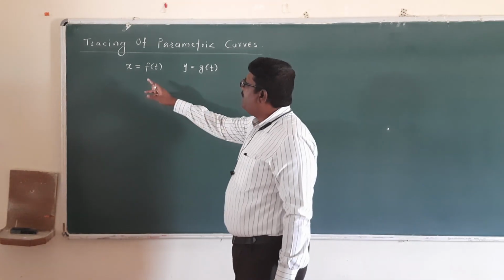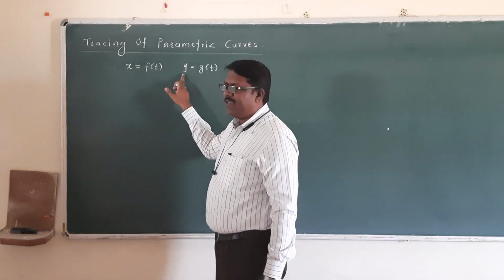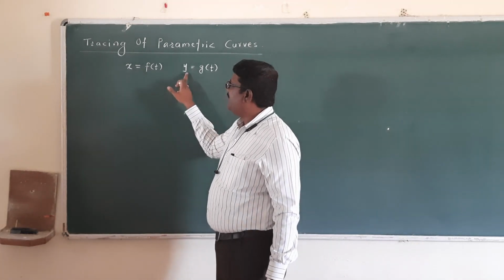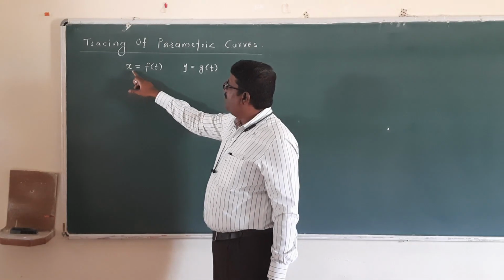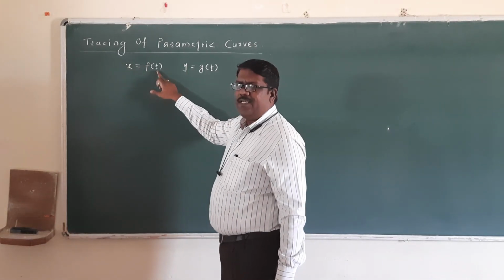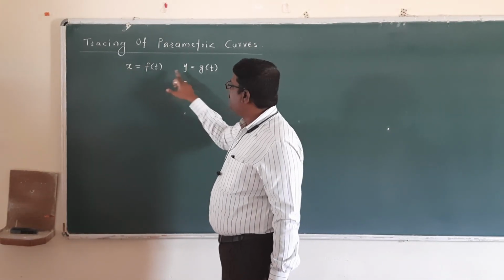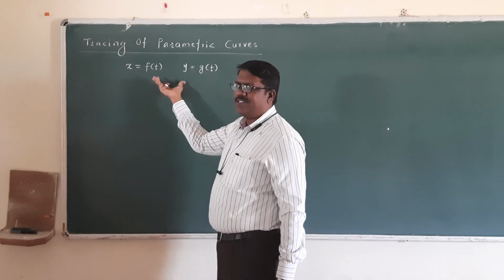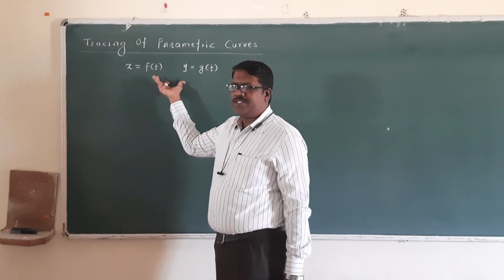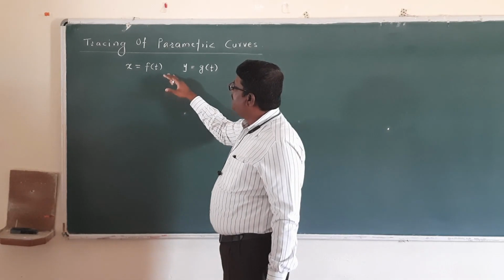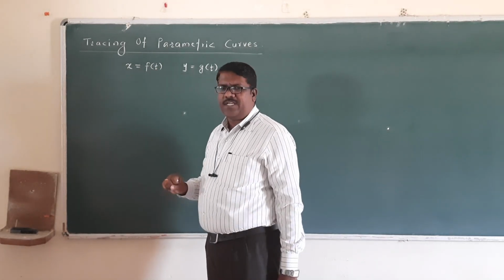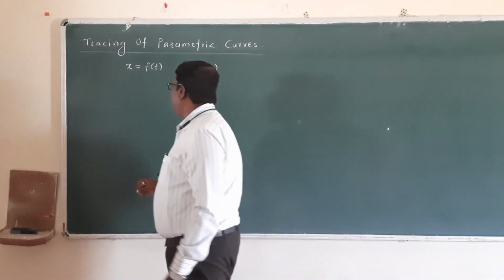If two variables x and y, these are Cartesian variables x and y, are expressed in the same parameter, that is t, then such equations we call parametric equations. Now while tracing the curves related to parametric equations, what are we going to do?